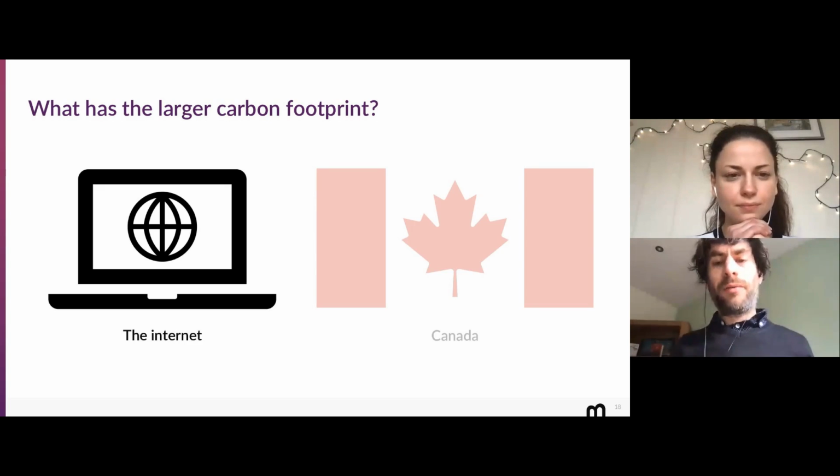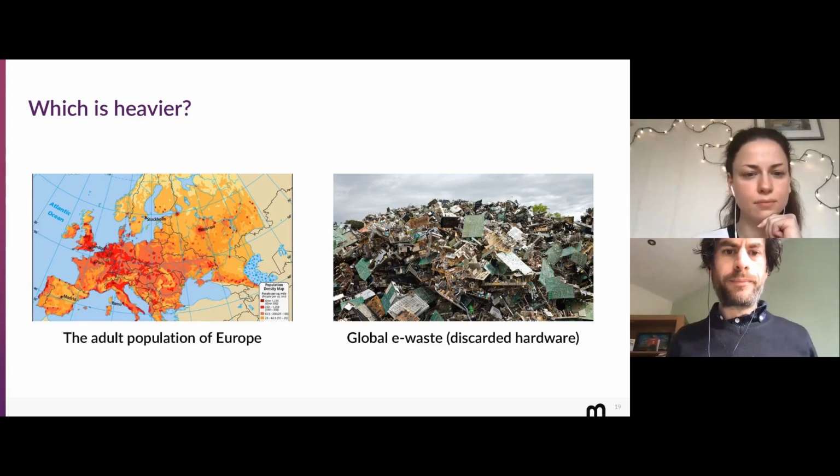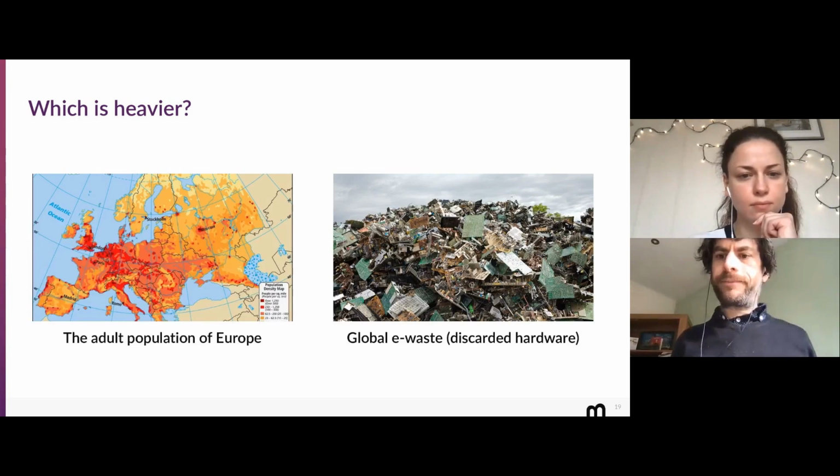Which goes to show that we're not talking about small change here. Digital does have a massive carbon footprint. So next question, which is heavier, the adult population of Europe or the amount of e-waste out there around the world at the moment? So next poll coming your way in a second.